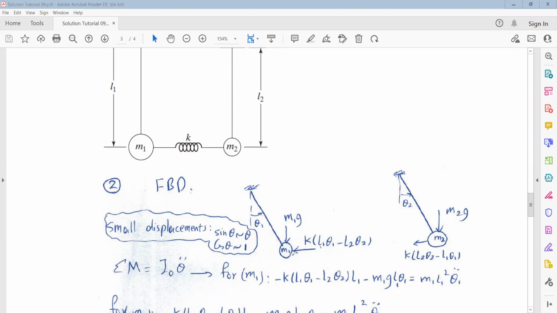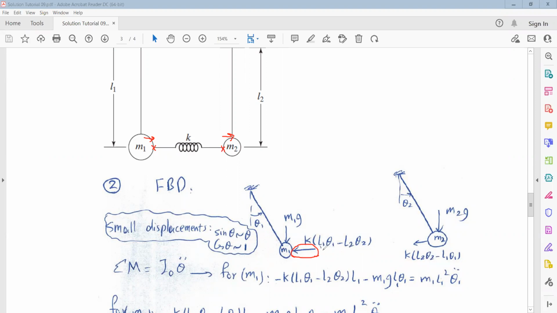So if we assume that this is the direction of the force, the force in the spring is equal to k times (L1 theta 1 minus L2 theta 2), because this point creates compression in the spring, but this point, because it's moving to the right, will create tension in the spring. So here we assume that the force is in compression. So it is k times (L1 theta 1 minus L2 theta 2).